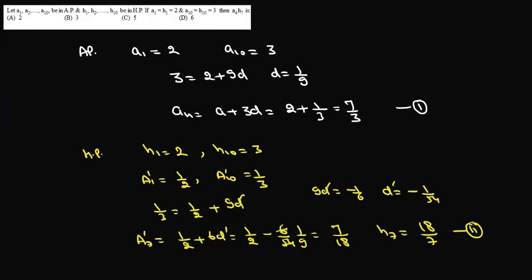Now it is asking us to find A4 into H7. Now A4 is 7 by 3 and H7 is 18 by 7. So this is nothing but 6, which is your option D.